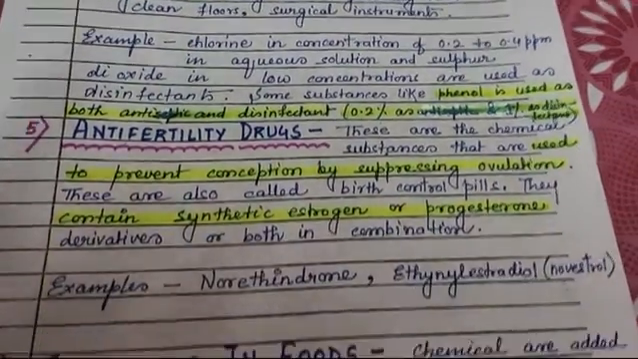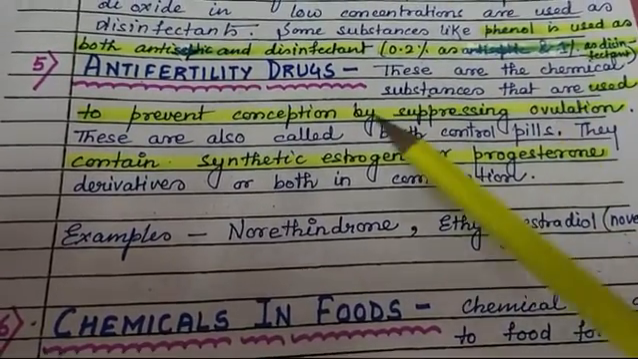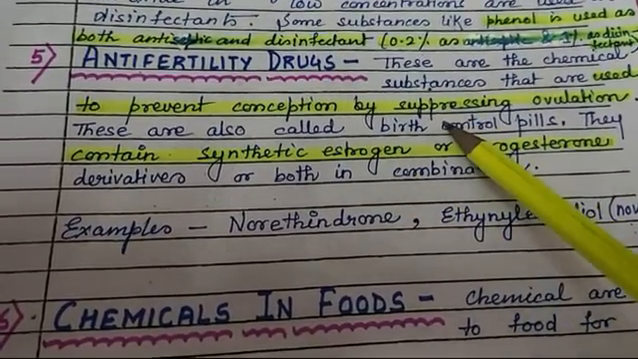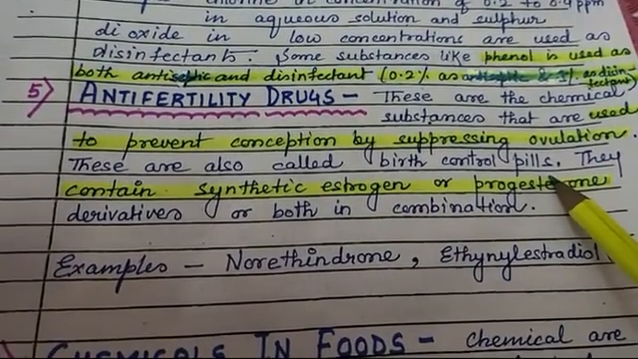Now the next category is anti-fertility drugs. These drugs are used for prevention of conception by suppressing ovulation in females. They are also known as birth control pills.